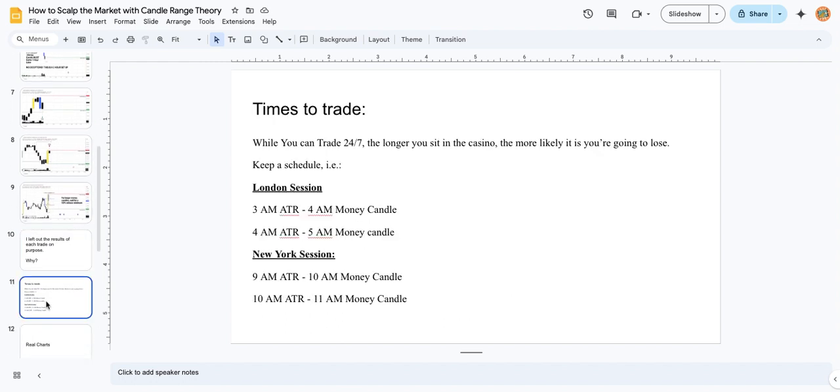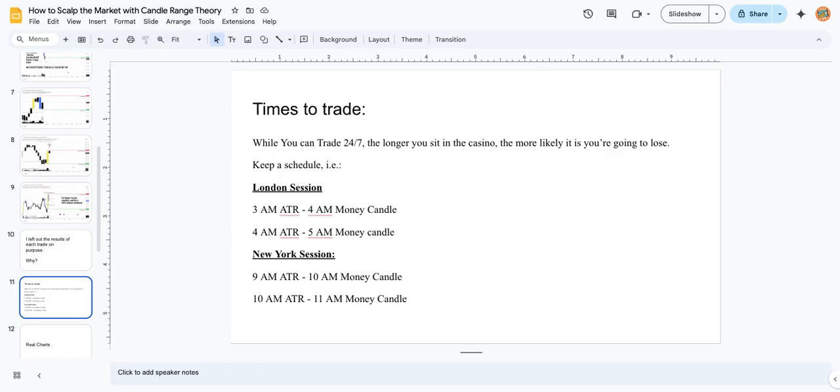Okay, so let's get into some times to trade. While you can trade this method 24/7, there are 24 hours in a day. If you're doing the 1 hour chart, obviously you can trade all 24 if you want. But guys, you don't want to sit in front of a computer or on your phone all day. The longer you sit in the casino, the more likely it is you're going to lose. That's what the casino wants. That's what these market makers want, and that's what these prop firms want, is to get you in front of the screen and keep you clicking buttons so they can take your money. Your goal is to not let them do that.